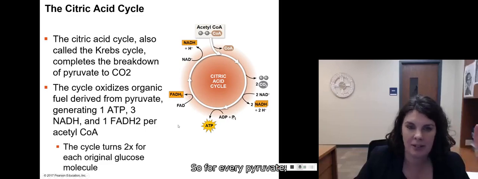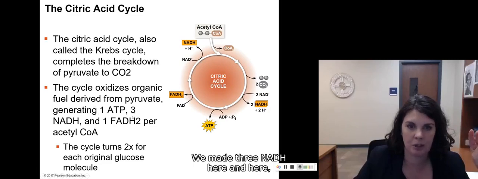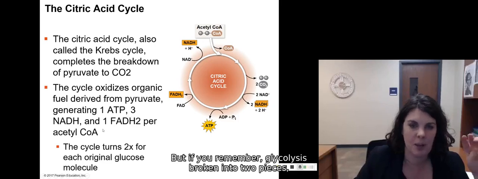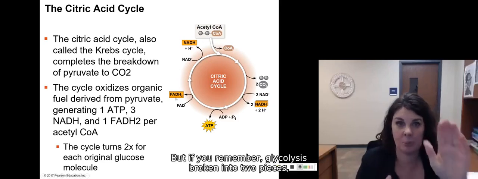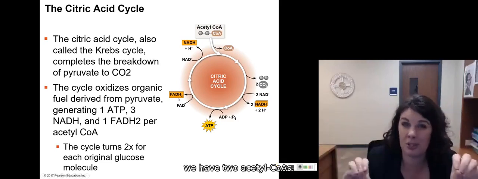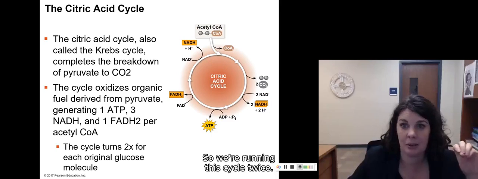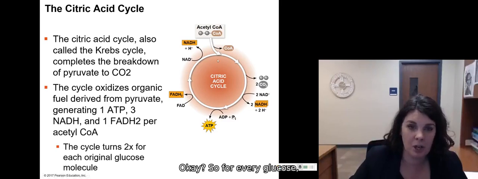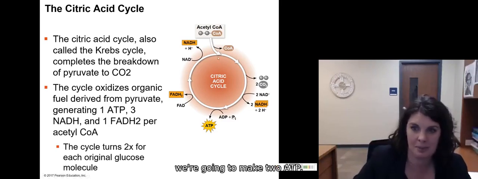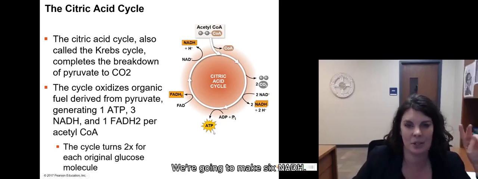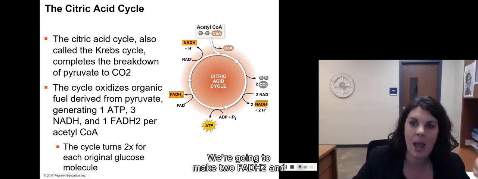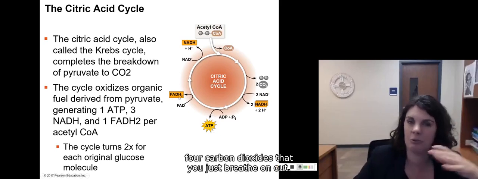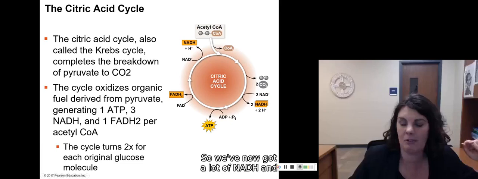So, for every pyruvate, we have made 1 ATP right here. We made 3 NADH here and here. We made 1 FADH2. But if you remember, glycolysis broke into 2 pieces. We have 2 acetyl-CoAs, so we're running this cycle twice. Okay? So for every glucose, we're going to make 2 ATP. We're going to make 6 NADH. We're going to make 2 FADH2 and 4 carbon dioxides that you just breathe on out.